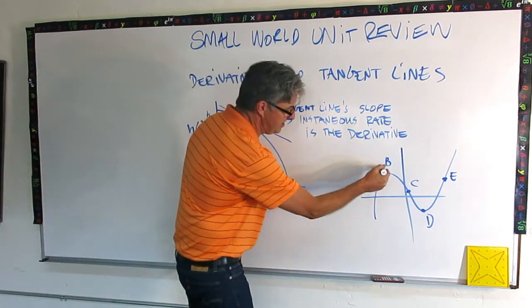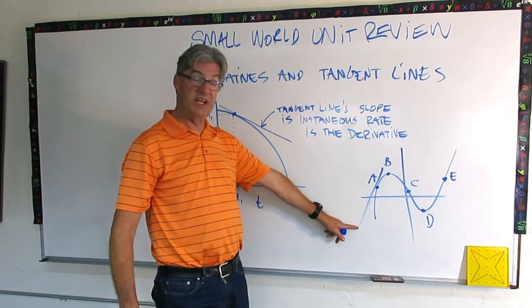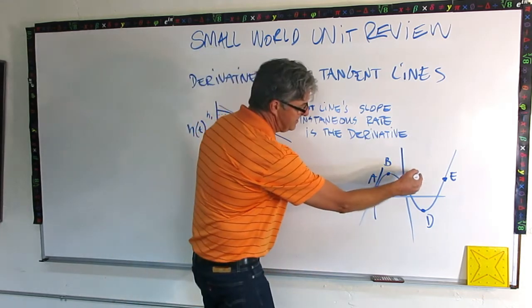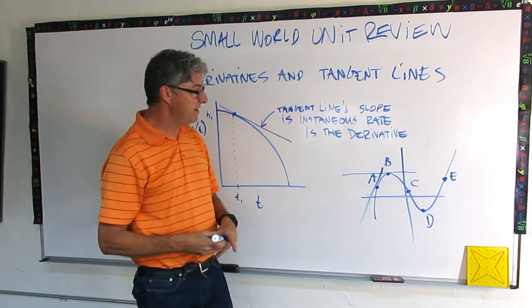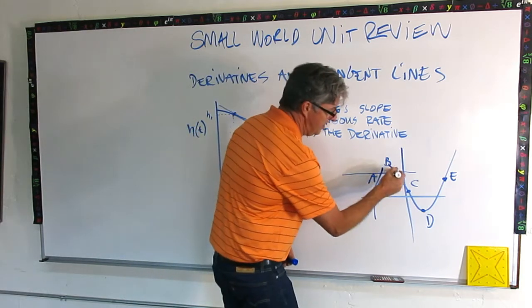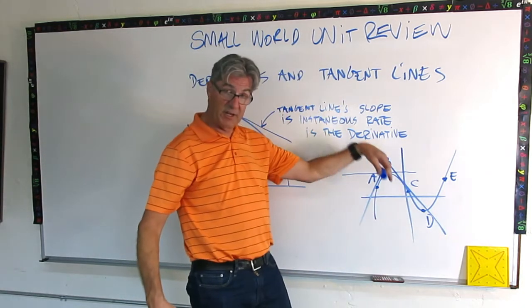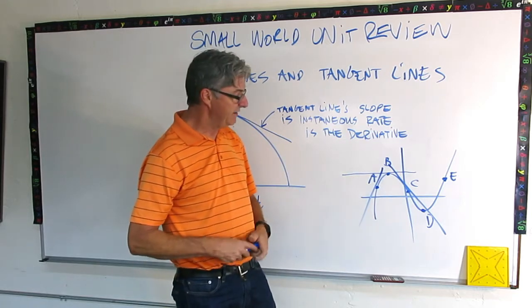At A, the tangent line looks like that. Positive. The slope of the tangent line is positive. Rate of change is positive. At B, it's flat. So there is no rate of change. The rate is 0 because the slope of the tangent line is 0. At C, the slope of the tangent line is negative. It's going down, so the sign of the derivative is negative. The rate of change is negative.